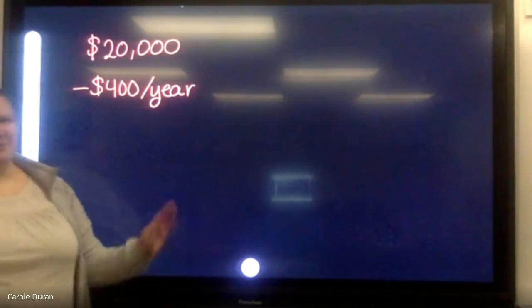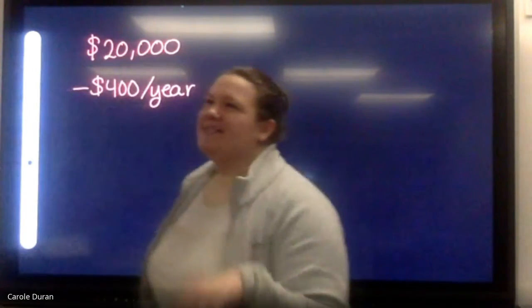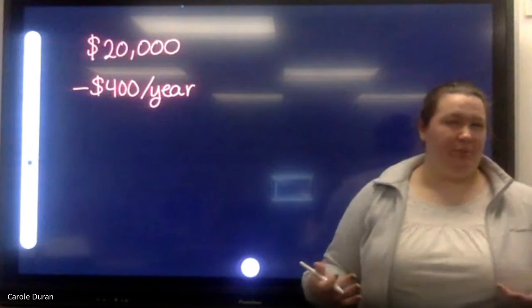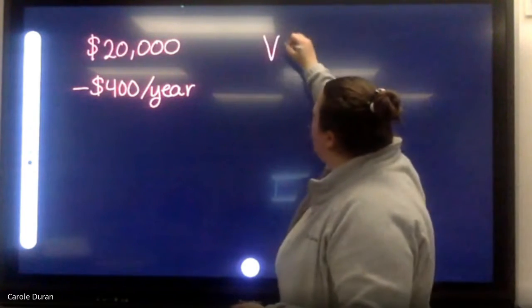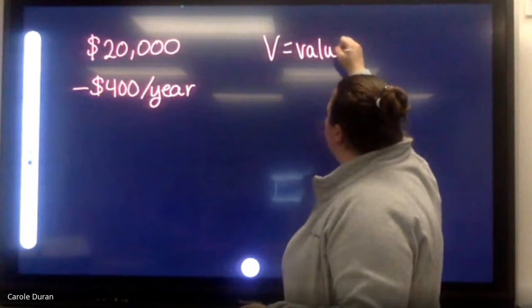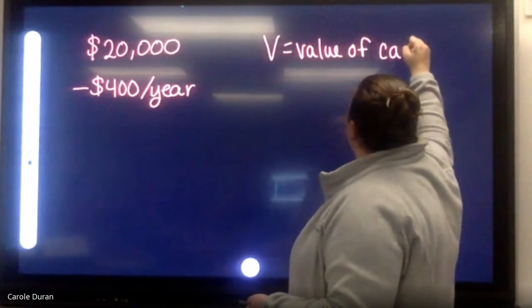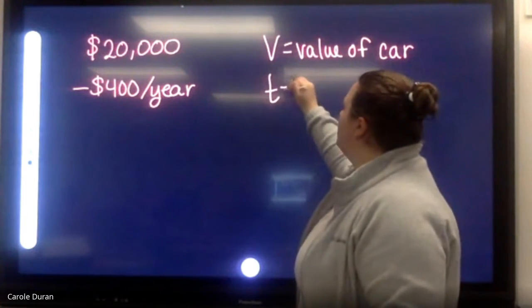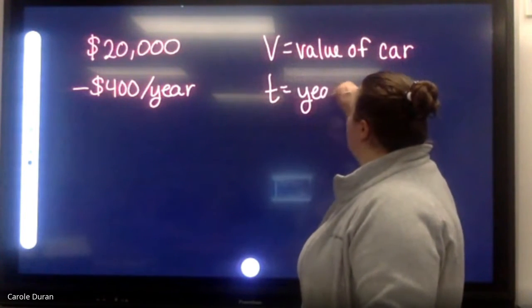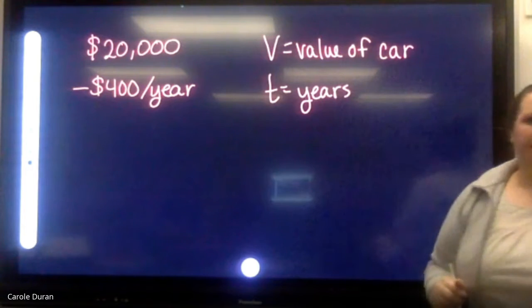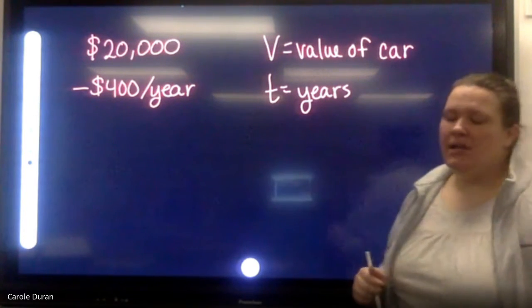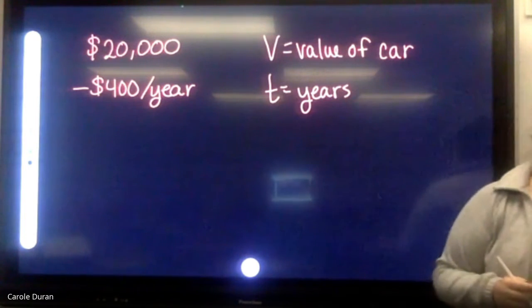Some of you already know the answer, but that's okay. When I set this up, I like to use variables that stand for the word they're replacing. So I'm going to say V equals the value of the car. T is clearly going to be the number of years. If I'm trying to calculate the value of the car after 1 year, what would I do?